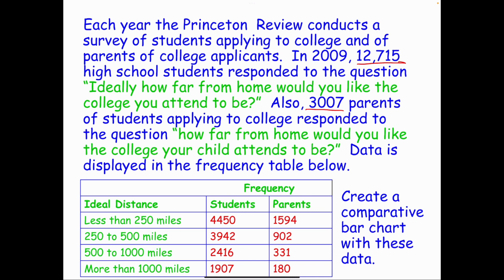And here in this table we have their response. First, you notice here we have two groups, parents and students. And these two groups, we want to compare between them. We want to create a comparative bar chart with this data. And also notice here we have divided this out into another four groups. One group, those who responded with less than 250 miles, and from 250 to 500 miles, and so on.